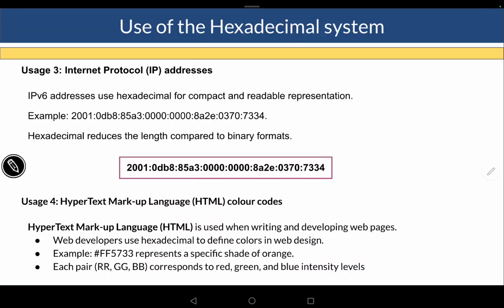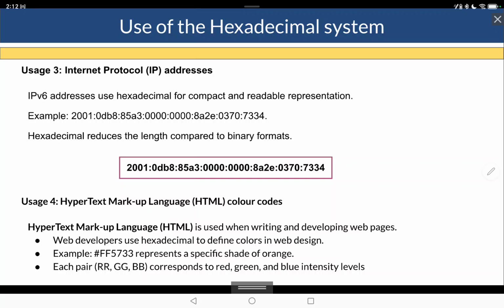Okay, the last usage, usage 4, HTML color codes. If you have ever designed a web page or you're a web developer, you would know that the color code is written using hexadecimal. So for example, if you want to represent an orange color, this is the orange color in hexadecimal. Each pair, the first pair is RR, which is red, then green, then blue. So these are the usages of the hexadecimal system.